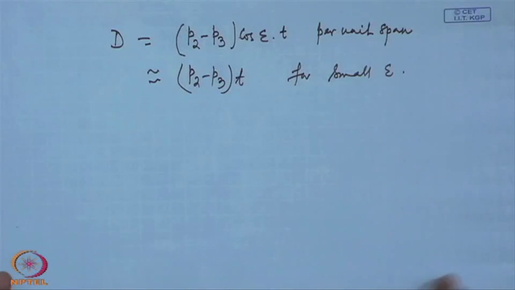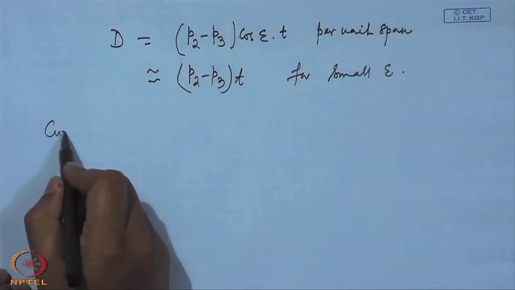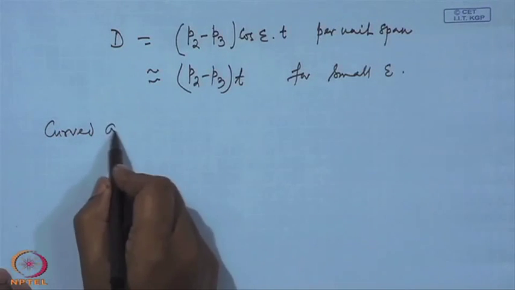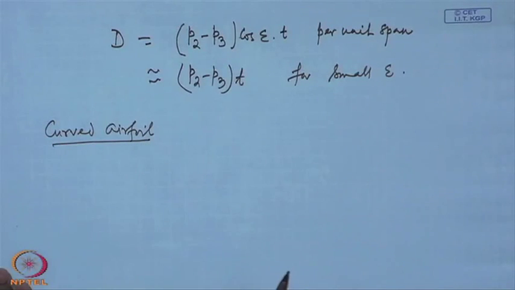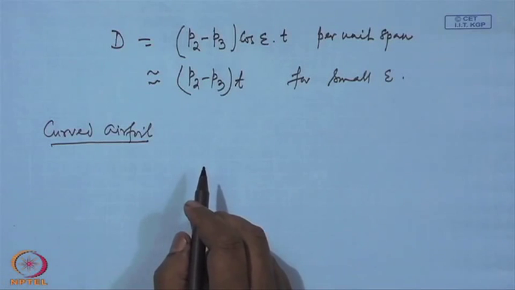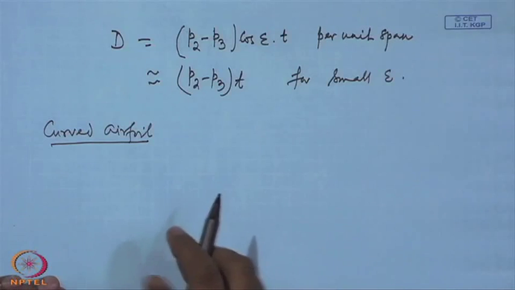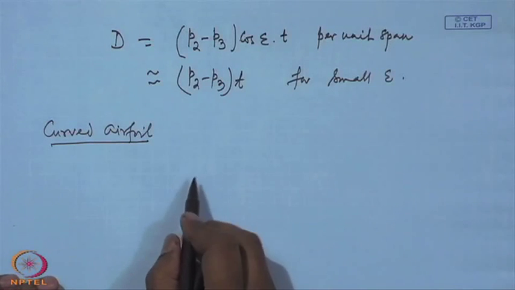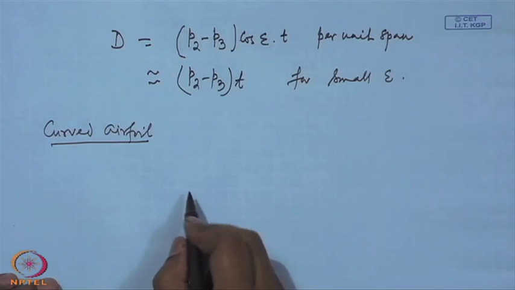Now, let us consider a curved airfoil section. For supersonic flow, the airfoils usually have a sharp leading edge, so that the shock remains attached and there is no detached bow shock, and hence no large pressure loss.